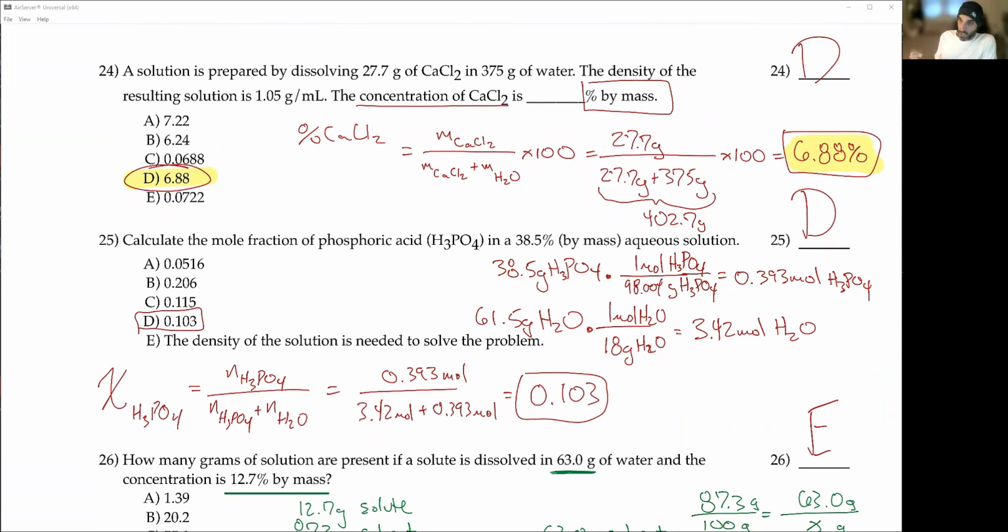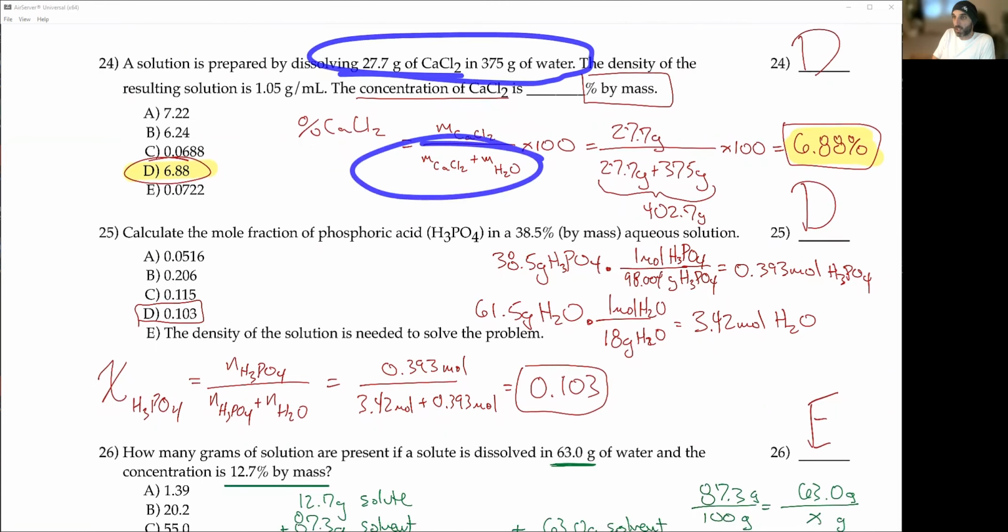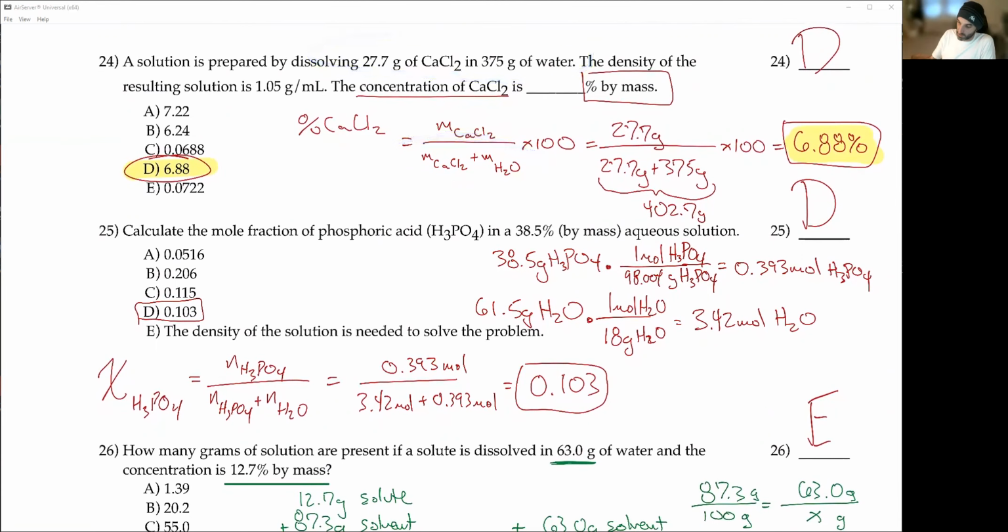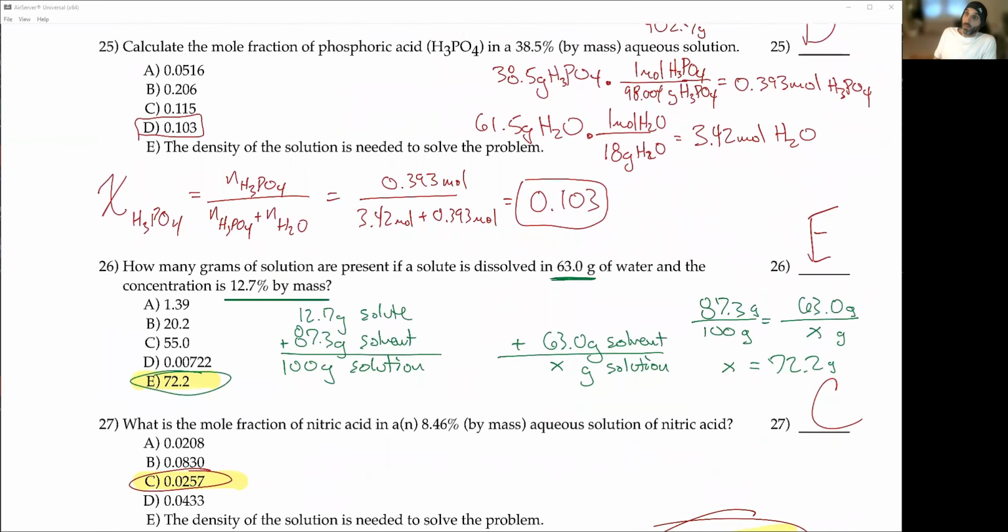All right. And the same thing for the rest of these as well. So what is the percent calcium chloride? Mass of calcium chloride over mass of everything else. The mass of calcium chloride turns out to be 27.7 grams. And the mass of everything else is the mass of the water plus the calcium chloride, times 100, giving 6.88% of the solute dissolved here.